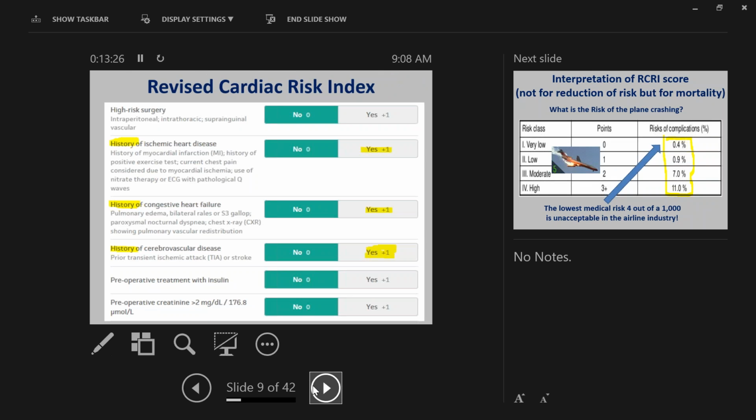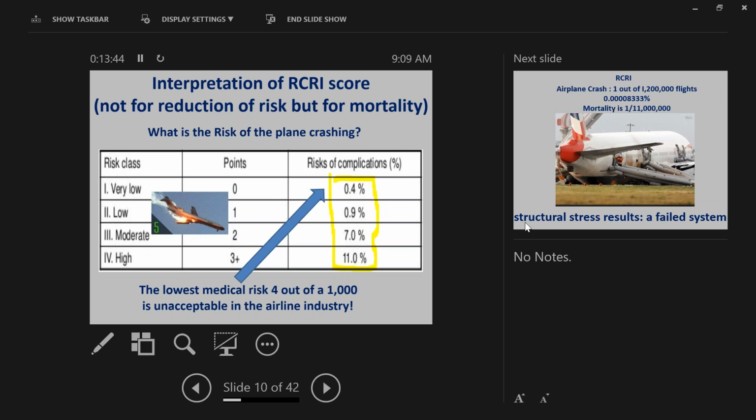So Revised Cardiac Risk Index. This is sometimes called the Lee Index. It's kind of like the Goldman criteria from maybe 20 years ago. There's also a Canadian Risk Index, so there's several different indexes that people use. And this one basically, again, 50% relies on history.